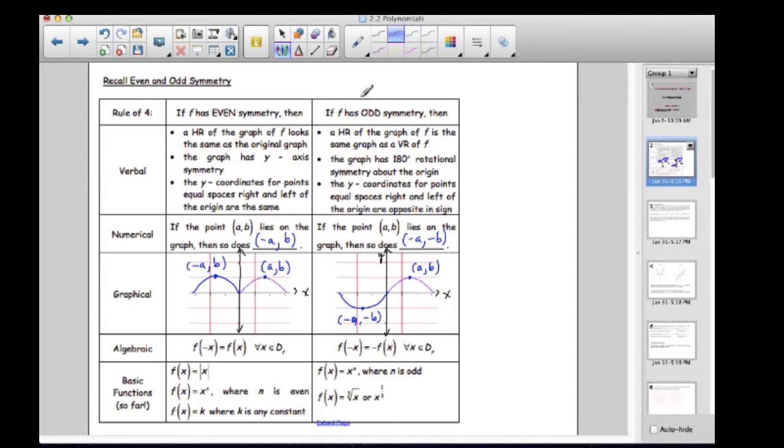The reason the constant function, any constant function, has even symmetry is because this is really k times x to the exponent 0, and 0 is an even exponent. Meanwhile, over here, we've seen x to the n, where n is an odd exponent, is an odd function, and the cube root is also an odd function.